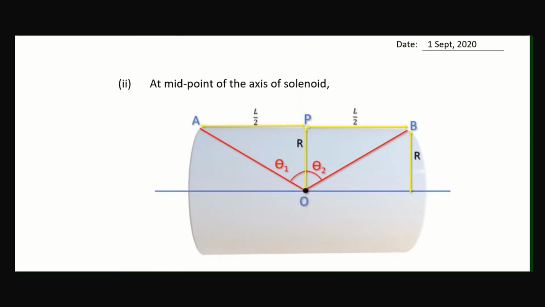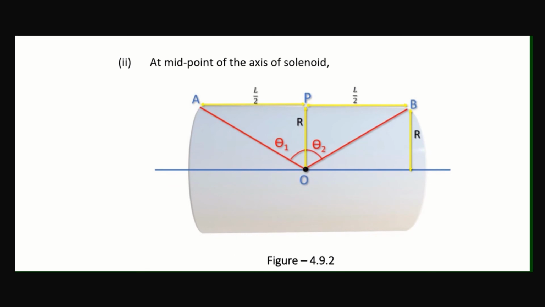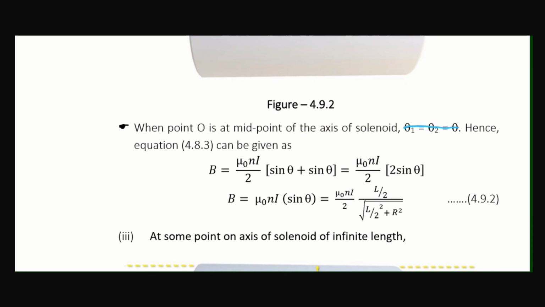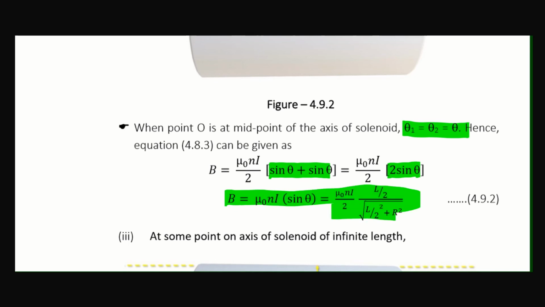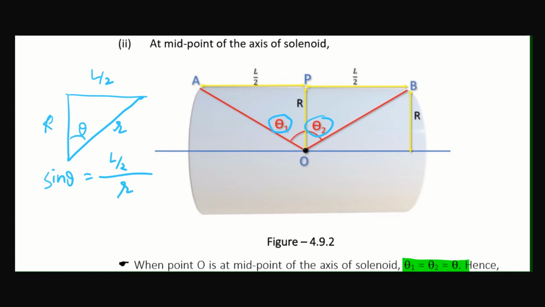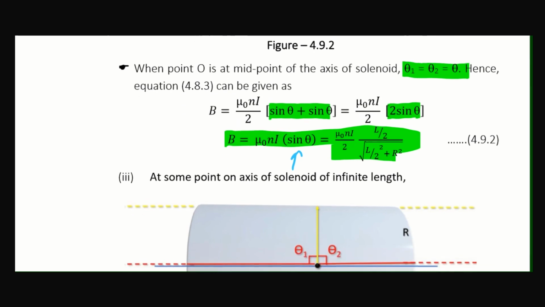Second, what if the point is the midpoint? Say O is the midpoint. In that case, we don't need to write theta 1 and theta 2 separately, because both the angles will be the same. I can write theta 1 is equal to theta 2 as theta, and then we have 2 sine theta. If you simplify, this is what you will get. Again, how is sine theta evaluated? Sine theta can always be evaluated from the geometry of the figure. Look at the triangle. If this is the angle, the opposite side is half of the length, and this is R, so sine theta is L by 2 upon hypotenuse, that is L by 2 upon R. And then R can be evaluated using Pythagoras theorem. So this is what you will get.